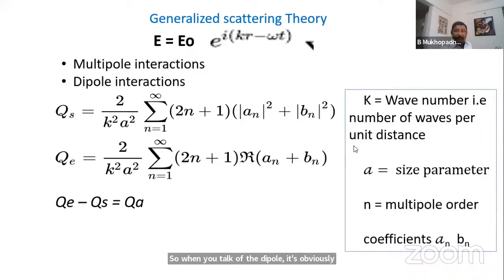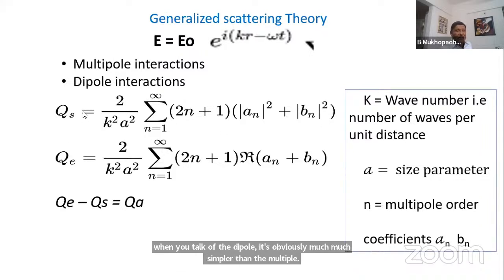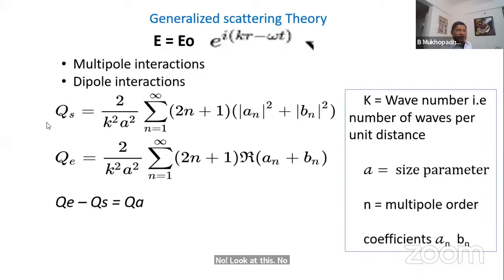Now, look at this. These are cross-sections. What is a cross-section? We have done this. Beta is a cross-section. We have done that. We have also done beta for scattering. We have done beta for absorption. And we have also talked about the beta for extinction, which is absorption plus scattering. Now, in the case of multipole interactions, this beta looks very, very complicated.